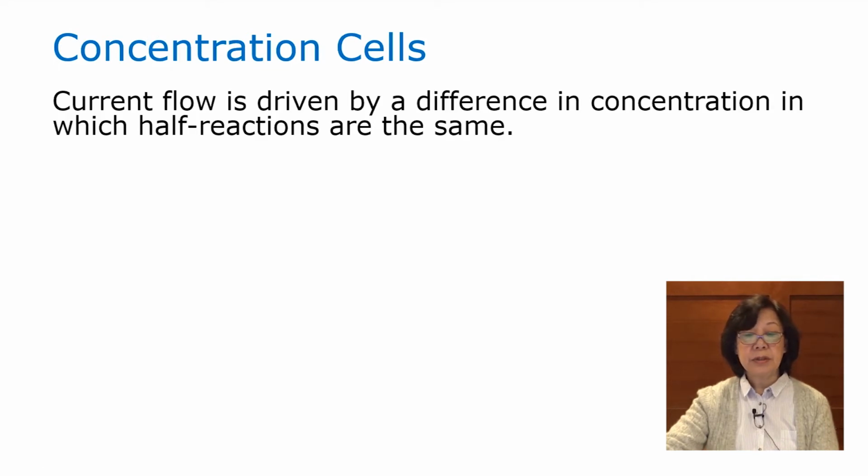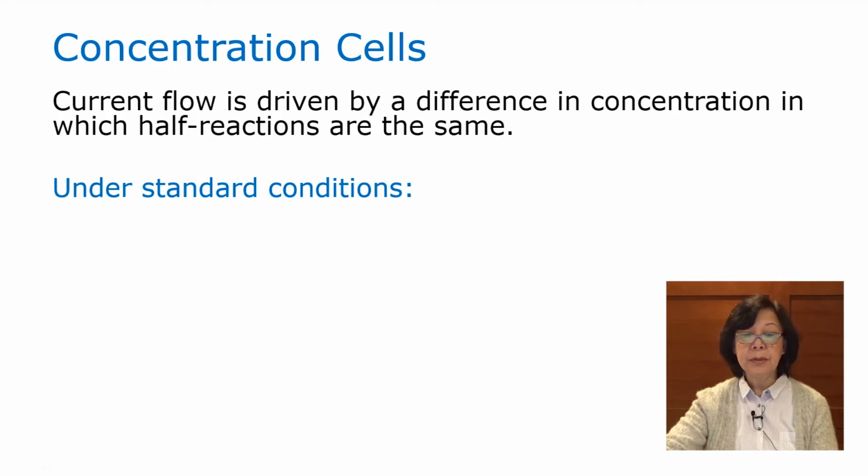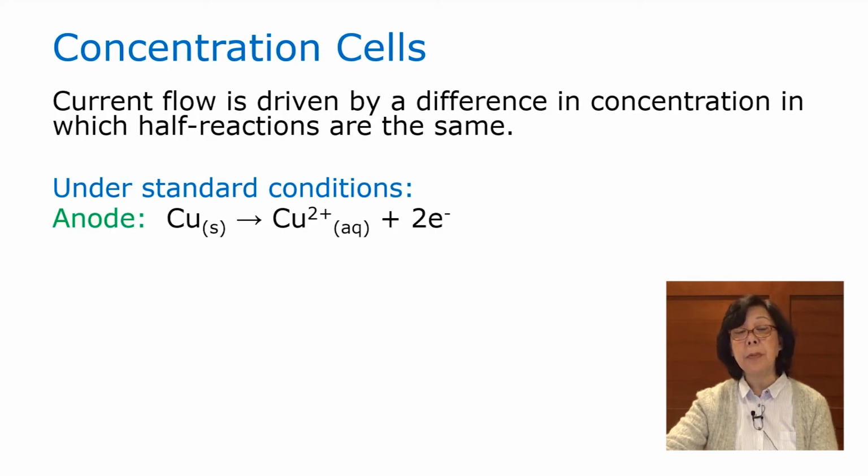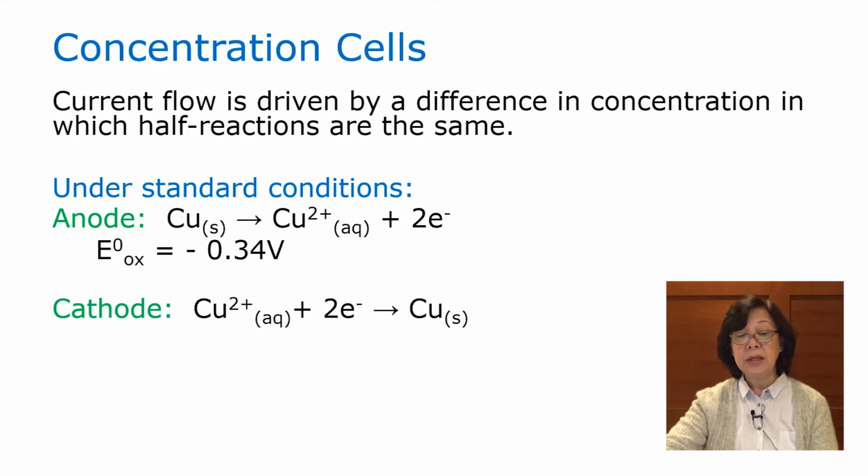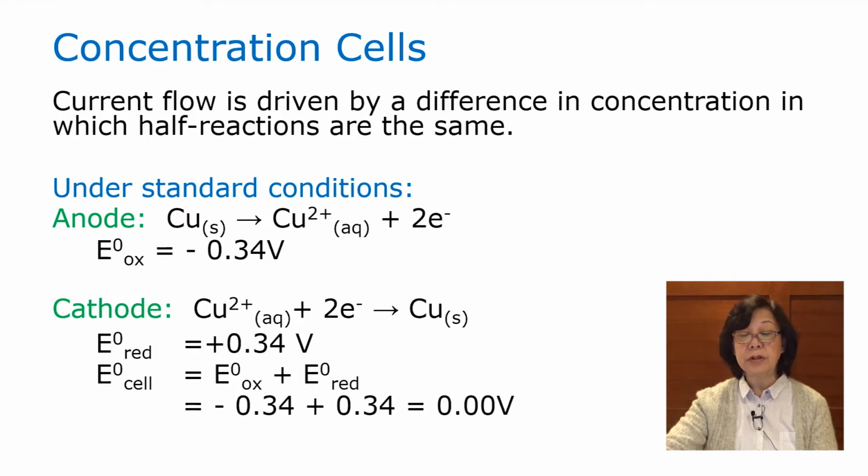In a concentration cell, the current flow can be driven by a difference in concentration in which the half reactions are the same. Now, under standard condition, we will have copper in the anode as well as copper in the cathode. You can see the oxidation potential and the reduction potential have the same magnitude but opposite in sign, and therefore the overall cell potential will be 0 if we use the same kind of electrode and same kind of solution in the 2 half cells.